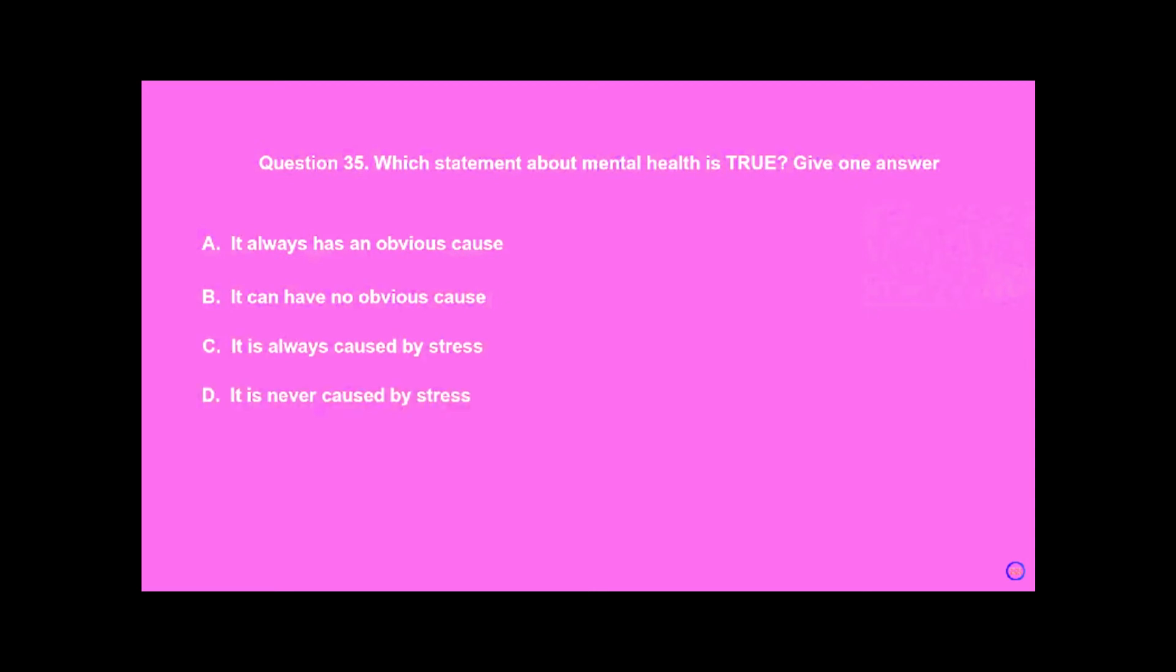Question 35. Which statement about mental health is true? Give one answer. A. It always has an obvious cause. B. It can have no obvious cause. C. It is always caused by stress. D. It is never caused by stress. The correct answer is B. It can have no obvious cause.